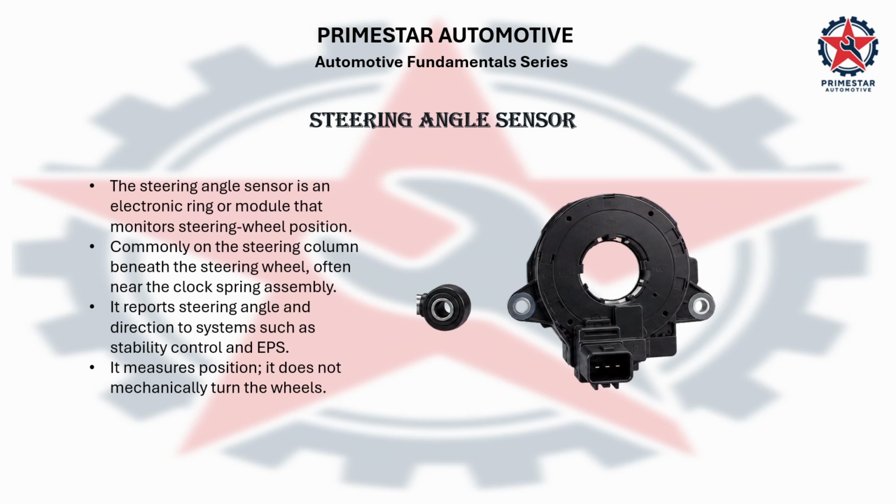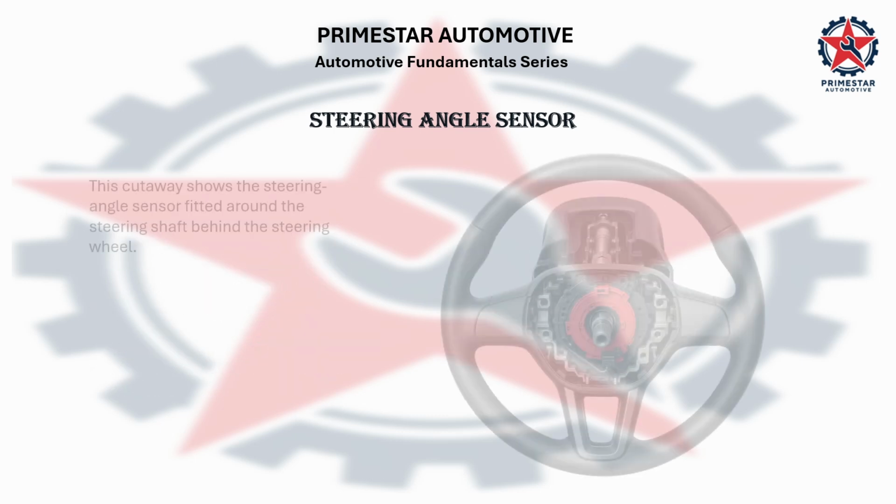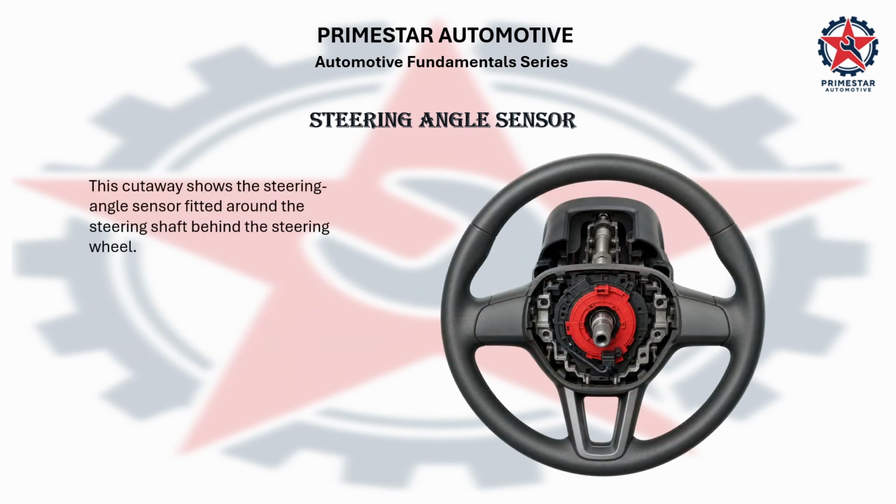Next is the steering angle sensor. It monitors the position and direction of the steering wheel. It is commonly fitted on the steering column beneath the steering wheel, often near the clock spring. It sends steering information to systems such as stability control and electric power steering. The sensor only measures steering movement. It does not mechanically turn the wheels. This cutaway image shows the steering angle sensor fitted around the steering shaft behind the steering wheel.